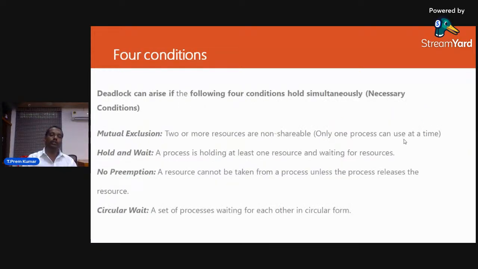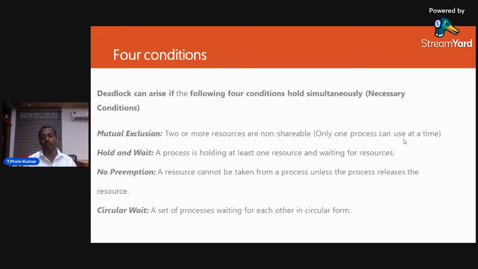So how does deadlock arise? A deadlock can arise if the following four conditions hold simultaneously. The first one is mutual exclusion: two or more resources are non-shareable, that is, only one process can use a resource at a time. Next is hold and wait: a process is holding at least one resource and waiting for other resources. That is the second one.